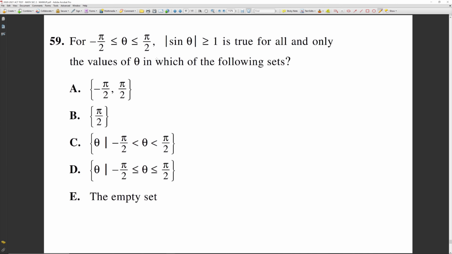Number 59. For minus pi over 2 less than or equal to theta, which is less than or equal to pi over 2, the absolute value of sine x is greater than or equal to 1 is true for all and only the values of theta in which of the following sets. First thing I would do is actually draw out sine of x. So cosine of x at 0 is 1, so that means sine has to be at 0. It does this, right? So we know that this is pi and this is 2 pi. So I'm looking between them. So I gotta go back to the other side. So it's here. So we know this is pi.